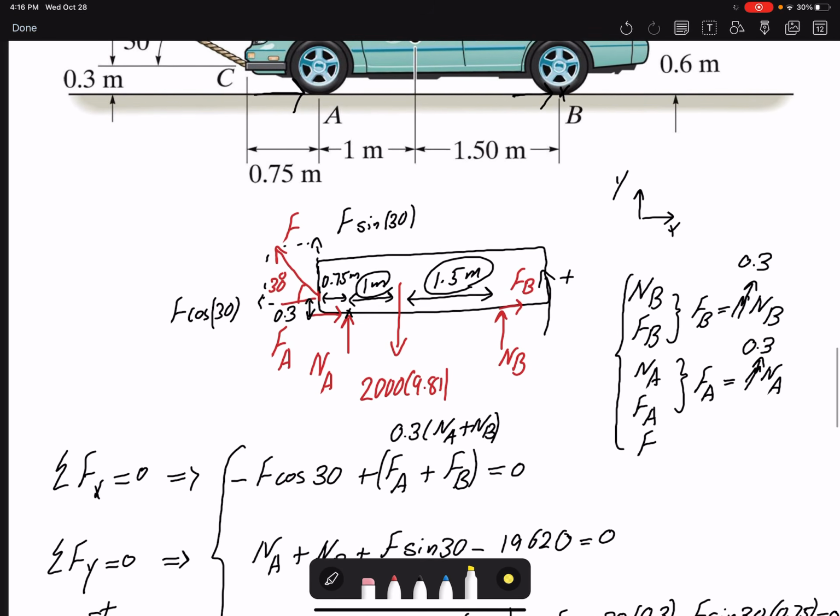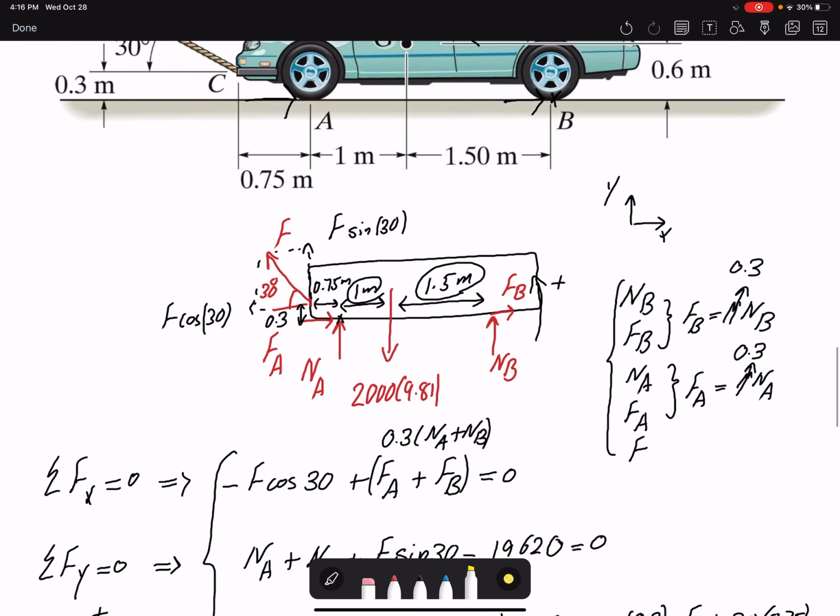So looking at the problem, it appeared that we have 5 unknowns, but we have a relation between the friction force and the normal force, and they are related by the coefficient of friction, this 0.3 value.